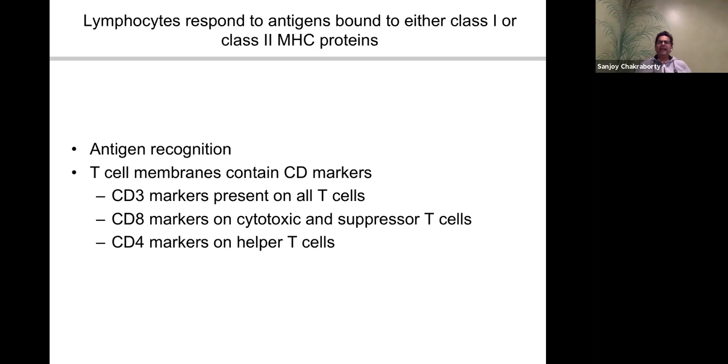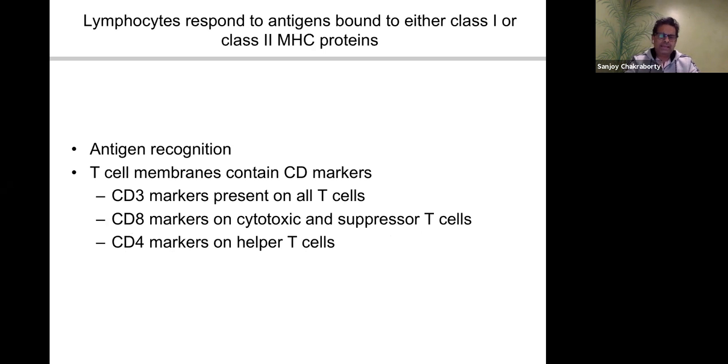These are like antennas on cop cars. There are different types of antennas; some antennas find this kind, some find the other kind. The same thing here, we have different types of markers. What you have to remember is this: CD8 is on the cytotoxic and suppressor T cells. We are interested right here in cytotoxic. And CD4 is on the helper T cells.